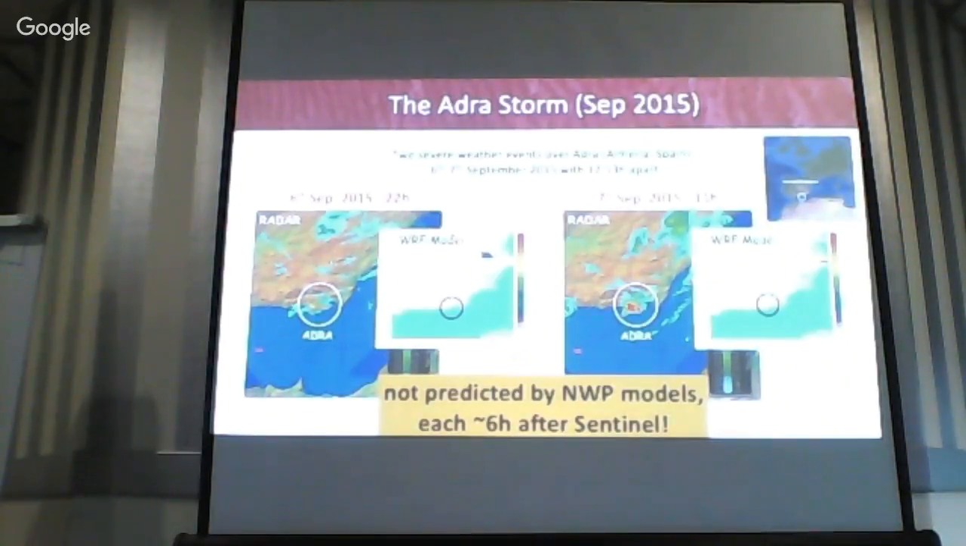The other good thing about this, and in fact this is why it was selected, is that we only have these images every 6 days. It just happened that we had one Sentinel passage just 6 hours before the first storm and 6 hours before the second storm. So we were in an excellent place to test if this would work.